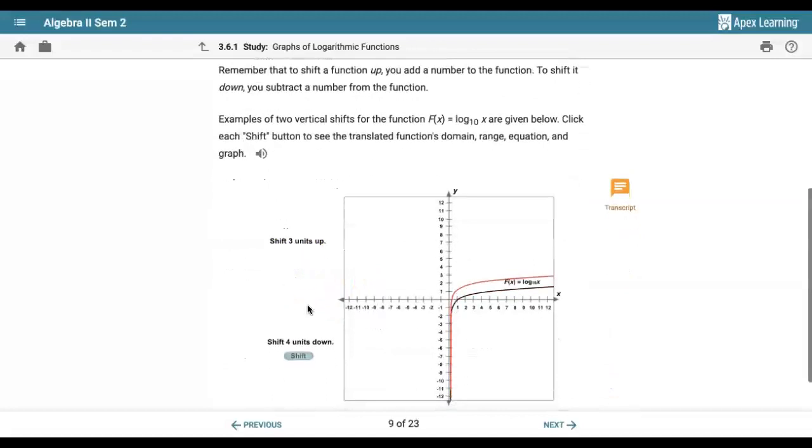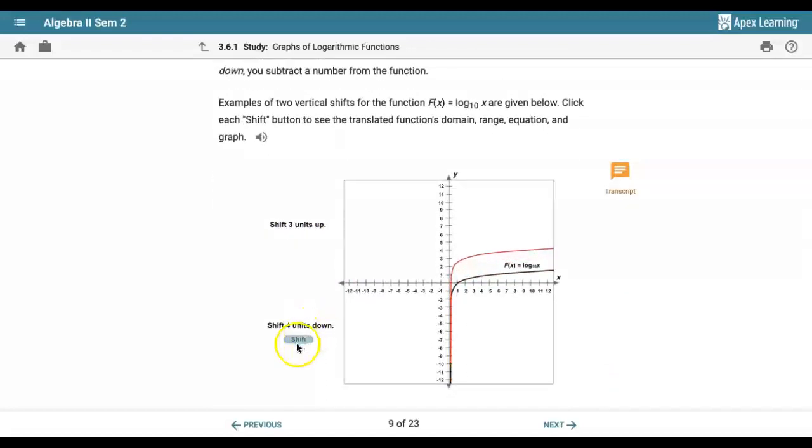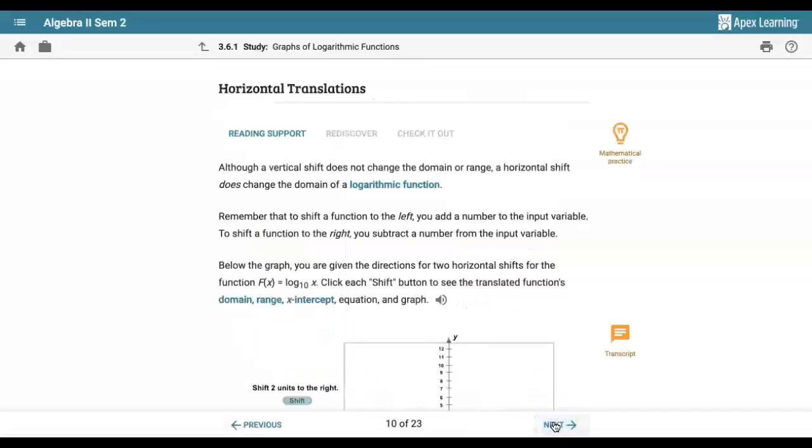All right, so if we shift 3 units up here, we still have our domain greater than 0 and our range is still all real numbers, right? And all we did was we plus 3. The same thing's going to happen if we go down 4. We're going to have a minus 4. There's no change to our domain and range.